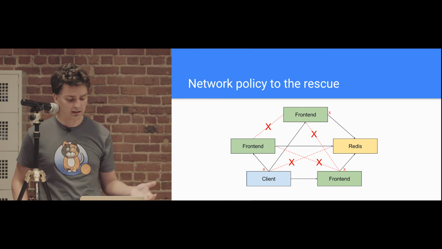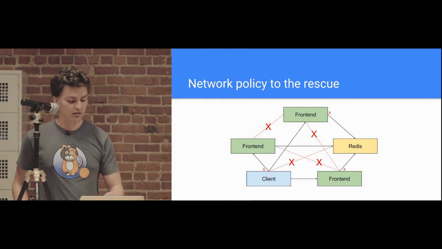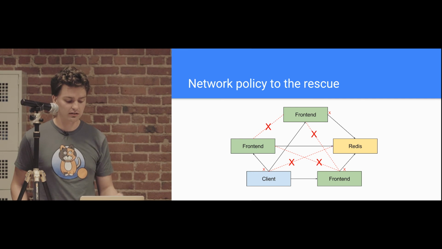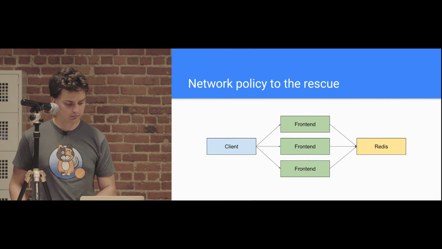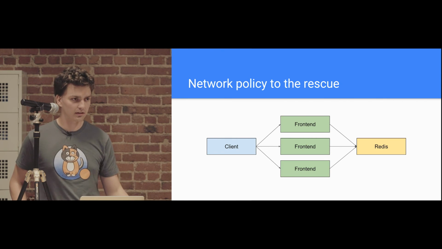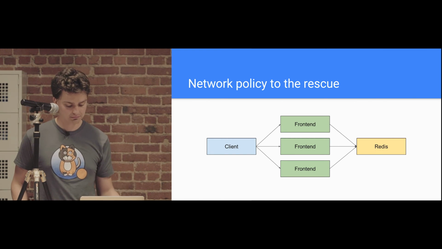So what we've done here is we've cut out all the connections we don't need. We know that our front ends don't need to talk to each other. The client doesn't need to access Redis directly. So we can eliminate all those connection paths. And what we get is something a lot simpler and a lot more secure. It looks like this.